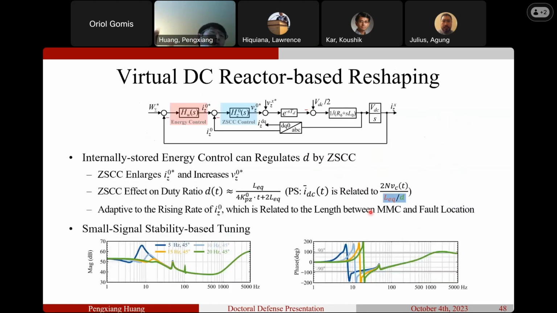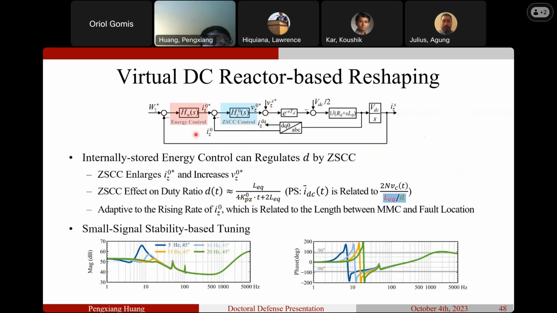Another thing is how to modify the duty ratio. I was using something I proposed in my DCE, but I haven't covered that part. I just use part of the energy control that I proposed before. I use a zero sequence circulating current in between to regulate that duty ratio by regulating this V_Z generated by this controller. The duty ratio can be approximated, affected by the design of the zero sequence circulating current control.